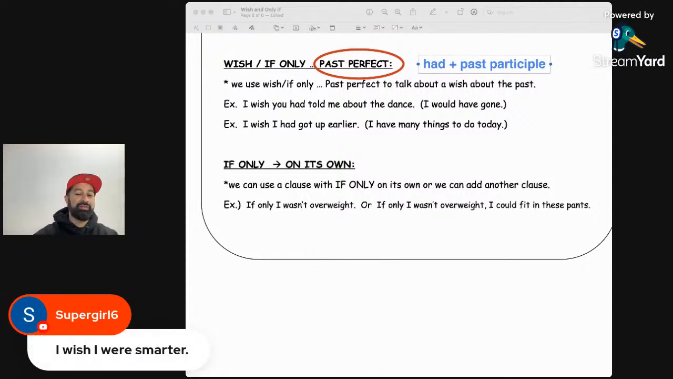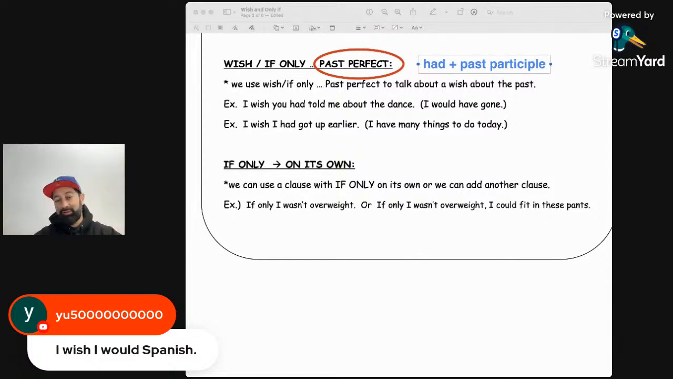Supergirl says, I wish I were smarter. Perfect sentence, but I have a feeling you are very smart. Let's see here. I wish I were Spanish. So you want to be Spanish? Or do you want to go to Spain or be in Spain? They are a little different. I wish I were Spanish means you want to be Spanish. I wish I were in Spain means you want to be in that country.